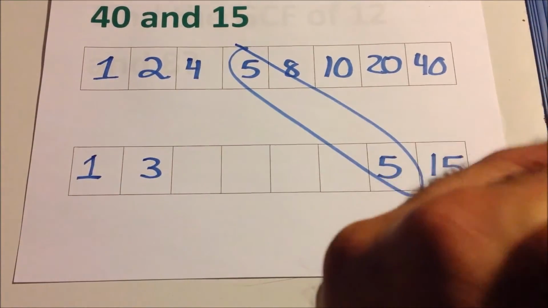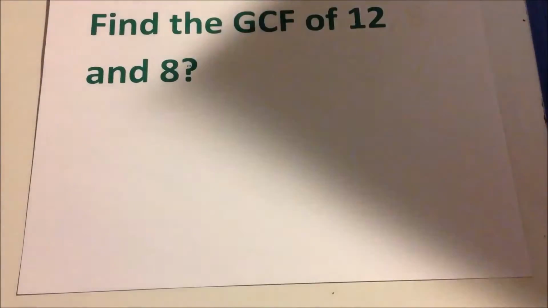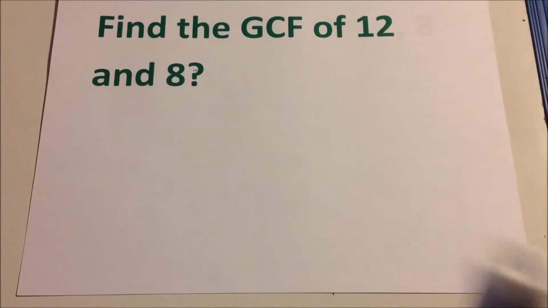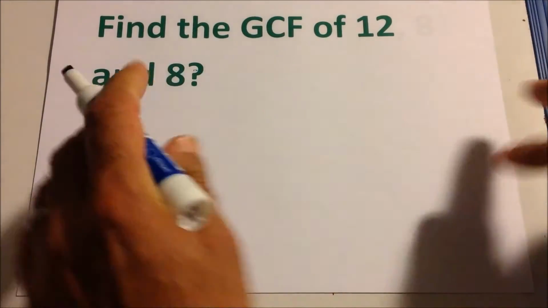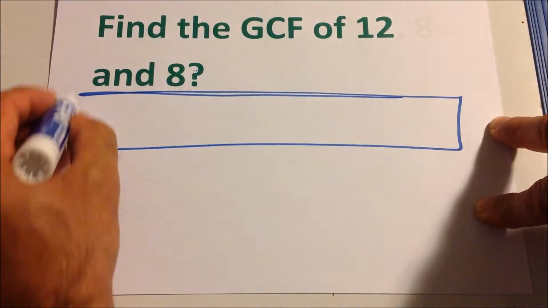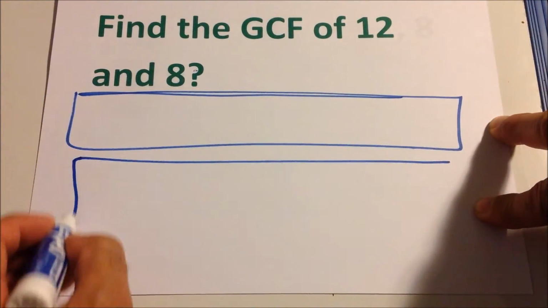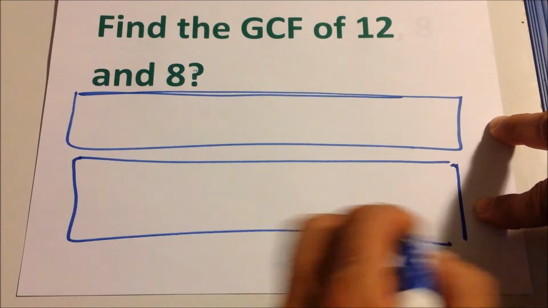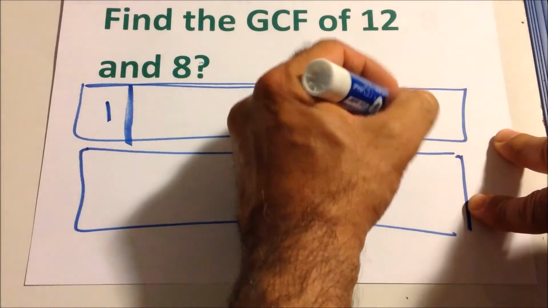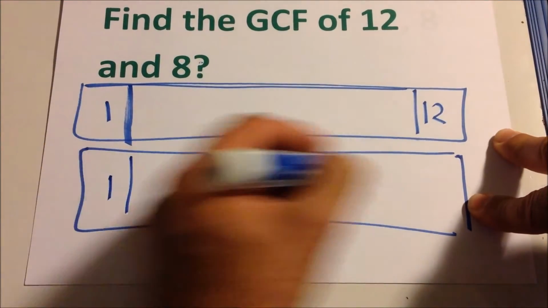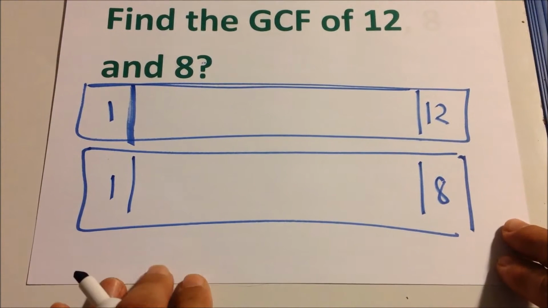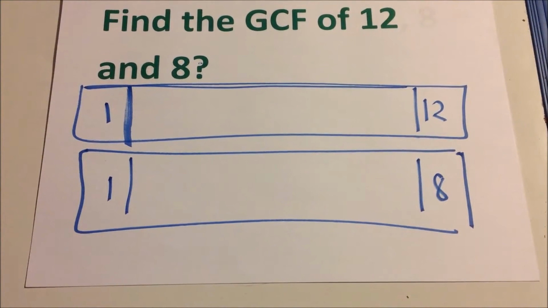Okay? Let's do another one now. See if you can do this yourself. Find the GCF, the greatest common factor of 12 and 8, using the box method. Don't forget, make a box for the 12 and the 8. One could be on the bottom, one could be on the top, doesn't matter. We're using a 1 and a 12, and a 1 and an 8, so fill in the rest. Pause the tape and tell me what is the GCF of 12 and 8.